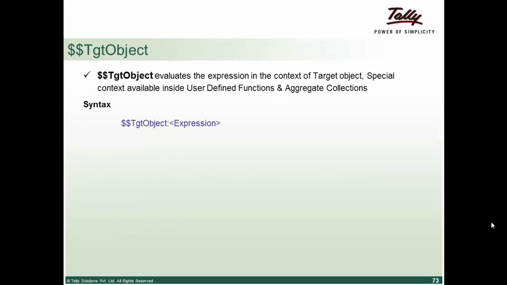Then we have a function called TGT object. This function has a very peculiar behavior. It evaluates the expression in the context of the targeted object, an object which is supposed to be your target. This is specifically used in user-defined functions or the aggregation collections.